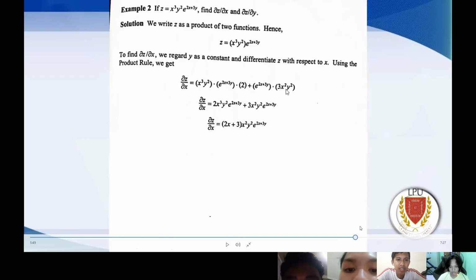Plus 3x squared. Ayun, wala na. Ayaw na nga. Sige, diretso na tayo. e raised to 2x plus 3y. Ito patapos na rin.